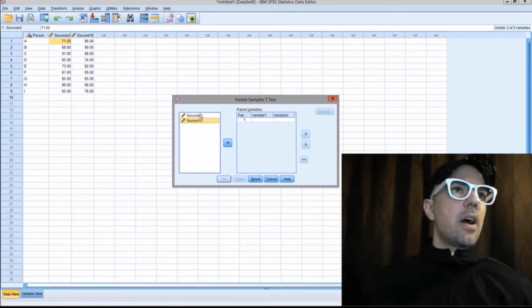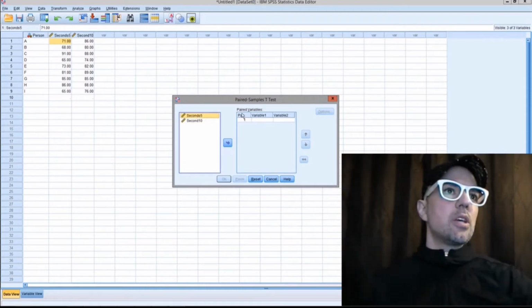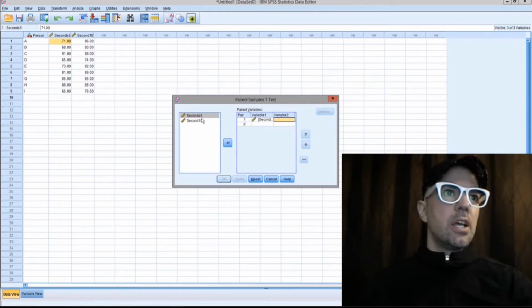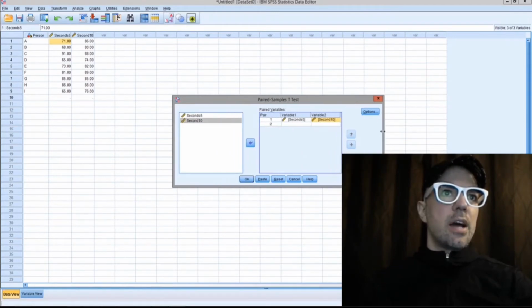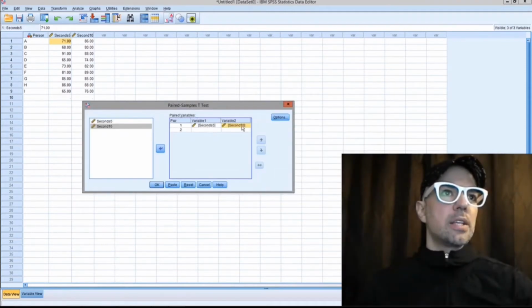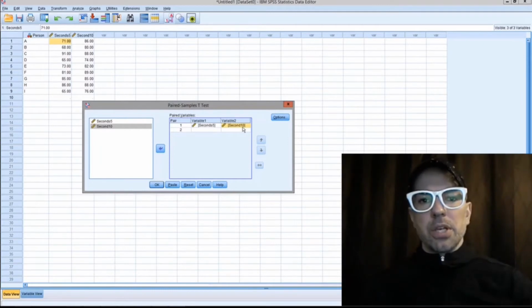So here we have our 5 seconds and our 10 seconds. And what we need to do is move those into this paired variables window here by clicking on one of them and then pressing the arrow and moving it into the variable 1 position, clicking on the other one and moving it into the variable 2 position. So let me just stretch that out so we can see which ones are in which. So we got the 5-second variable as variable 1. We got the 10-second variable as variable 2.